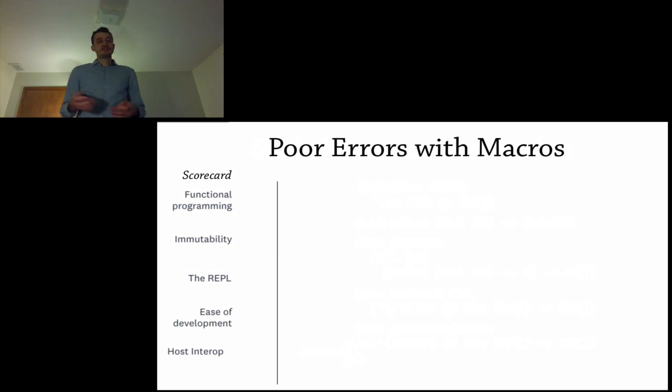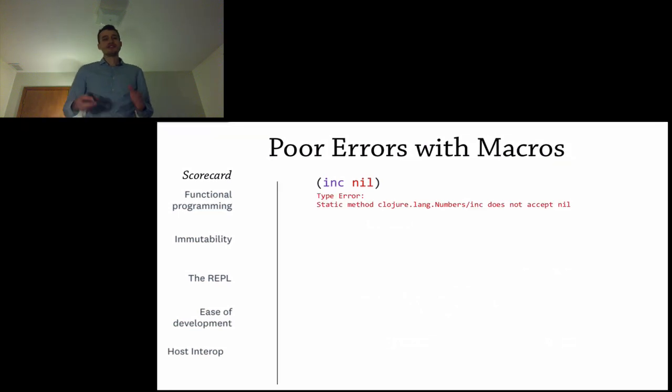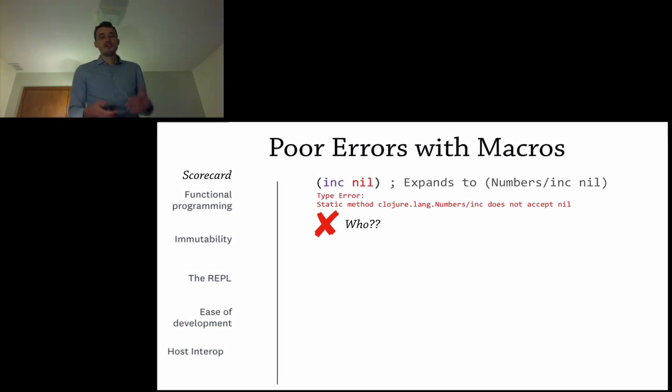And finally, there were a lot of poor error messages due to the expansion of macros. So here's a really simple function expression. All it does is increment nil, and this is a type error. So what does Typed Clojure say that this is? It says this is a static method error because it doesn't accept nil. So this is confusing. I didn't call a static method. Inc is just a function. Well, the thing is that inc gets inlined into a static method call for performance.